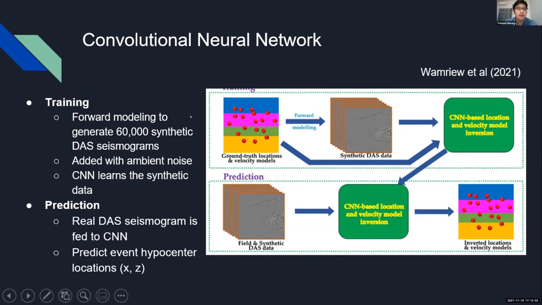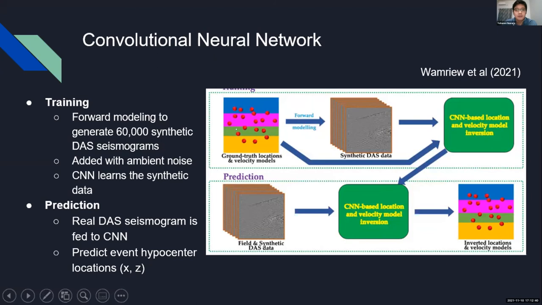So how do we train the model? We can use forward modeling. For example, we have a very simple velocity model, and then we distribute these hypocenters, and then we do the forward modeling to generate this data. So this is the synthetic data. And then after this, we add the ambient noise. After we have this training data, we make a CNN model to train on this data. So this is the input, and then this is the output.